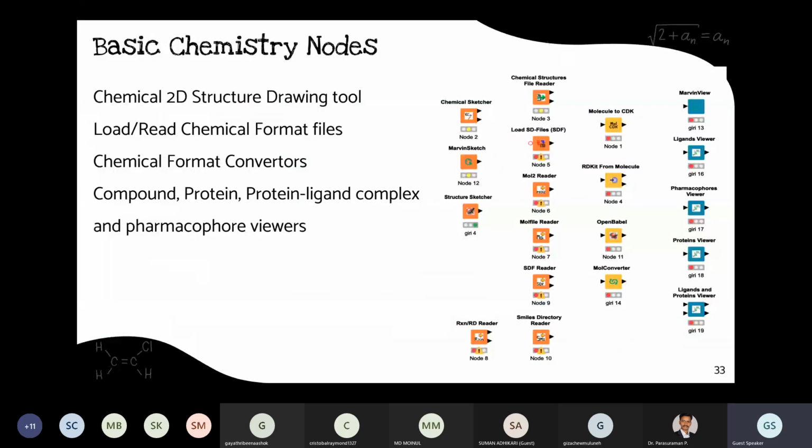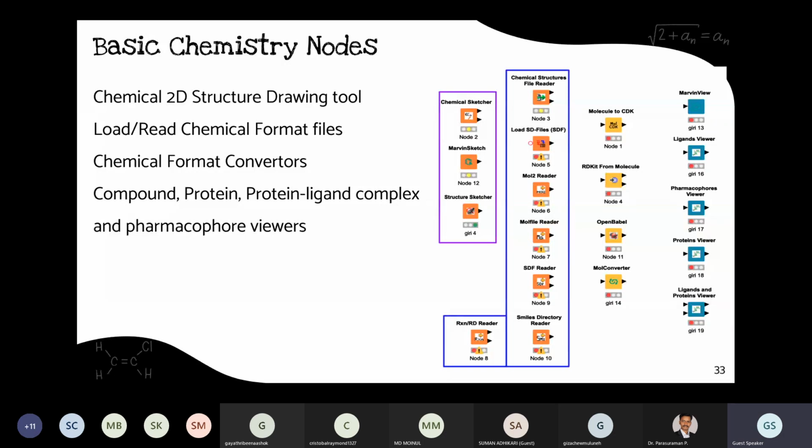Let me also now show you some of the key nodes in KNIME, which will be useful for basic chemistry. For example, the first one, Chem Sketcher, Marvin Sketch, Structure Sketcher. These all are going to help you to draw structures. Whatever you do mostly in ChemDraw can be done here. Of course, drawing a reaction is not always our job here anyway, but still you can do it in Marvin Sketch. Marvin Sketch allows you to draw the reactions. So for drawing 2D structures, these are the drawing tools available.